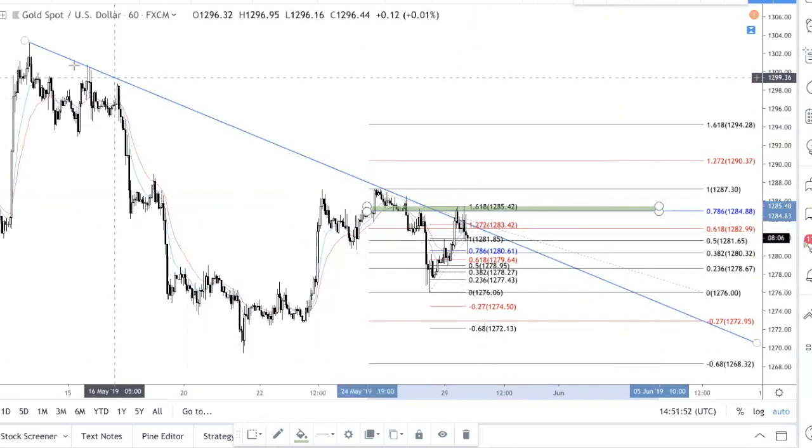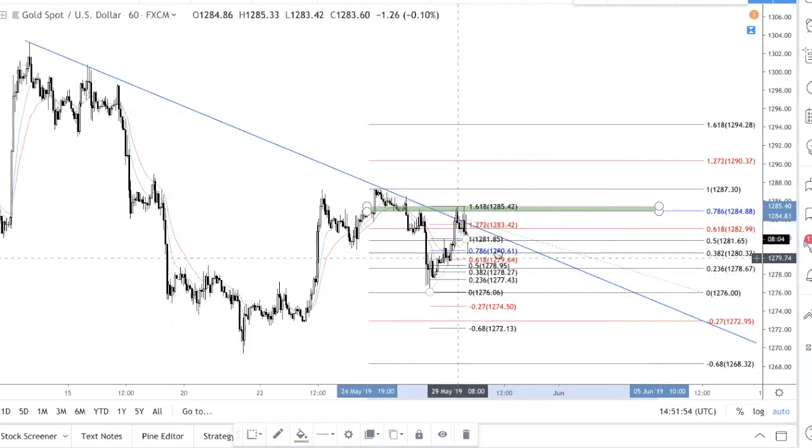Okay, so let me just recap the three things that we look for. Number one, we look for a descending trend line. Number two, we look for a Fibonacci level, 0.786. And number three, we look for a Fibonacci extension level for further confluence. So this is why we shorted gold.